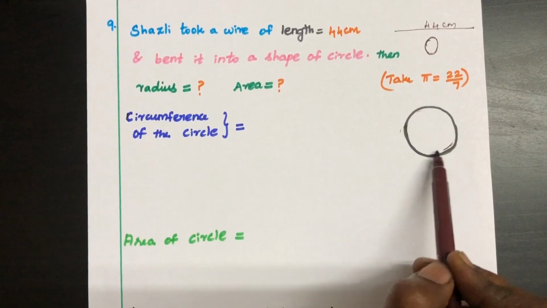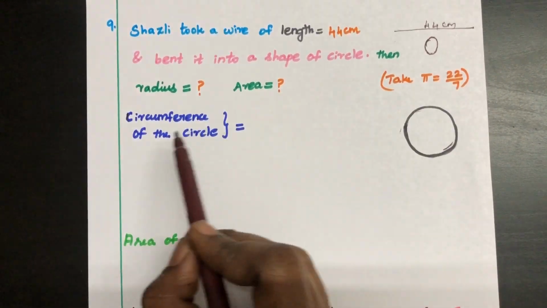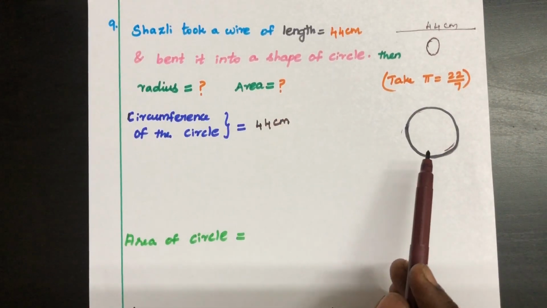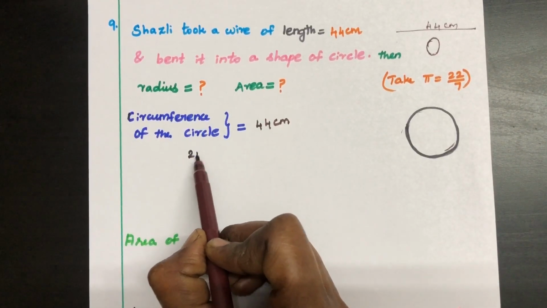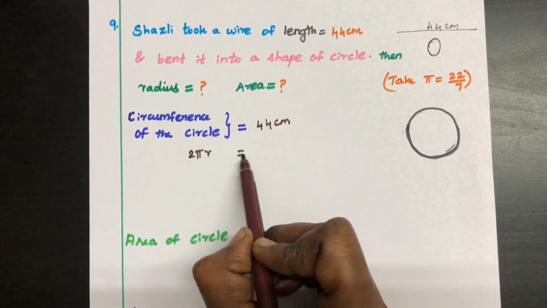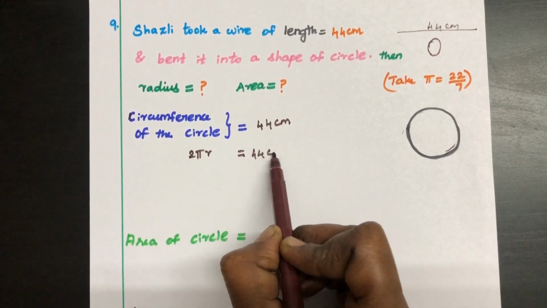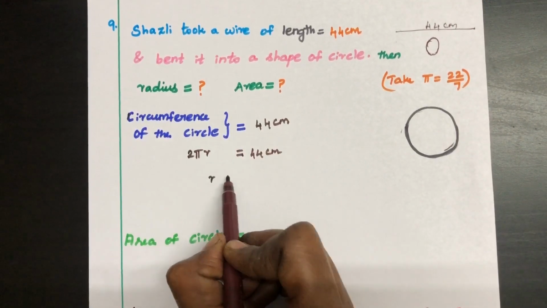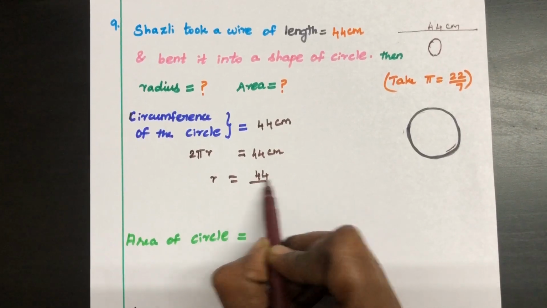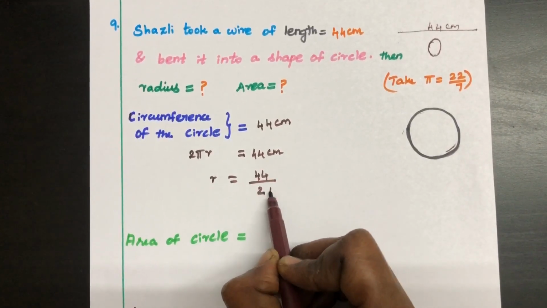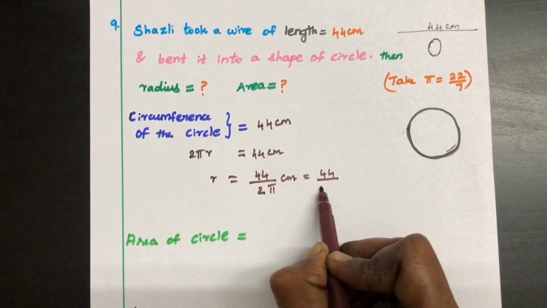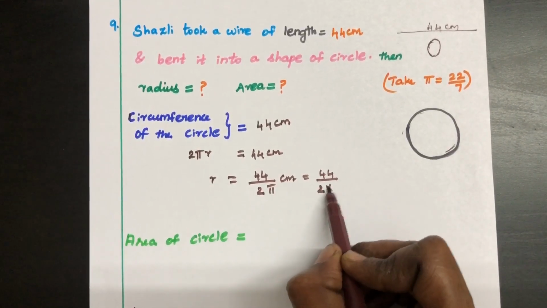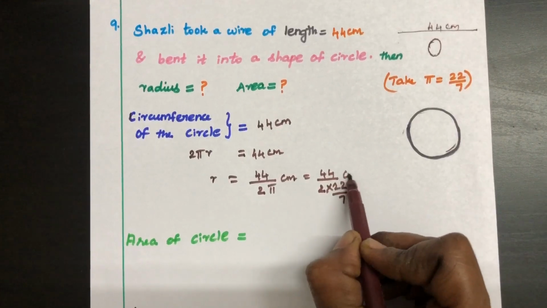What is the length of the circle? It is nothing but the circumference of the circle. Now the question is, what is the radius? What is the formula for circumference? 2 pi r, which is equal to 44 centimeter. So r equal to 44 by 2 pi centimeter. This is 44 by 2. This is nothing but 22 by 7 centimeter.